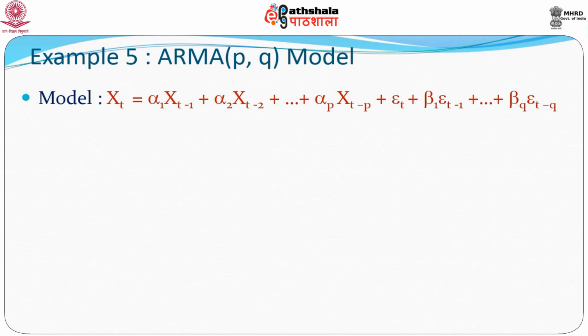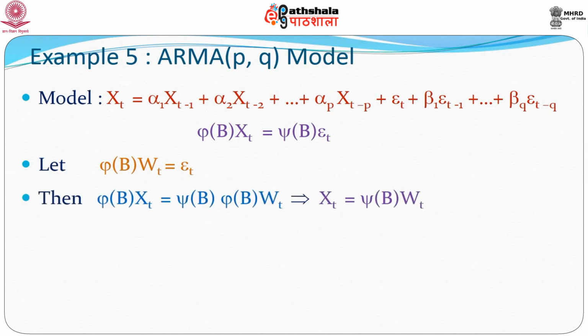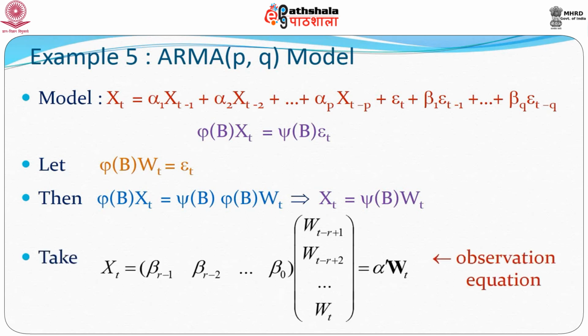Now, we can write this in terms of the characteristic functions as phi B into xt is equal to psi B epsilon t. Now, let us define the state variables wt as phi B wt is equal to epsilon t. In that case, you can see that phi B xt would be psi B wt, and if you take the inverse of phi B, this becomes xt is equal to psi B wt. And if you write this out in the following form, then you have xt is equal to beta r minus 1 to beta naught, wt minus r plus 1 to wt, and that is equal to alpha prime wt.